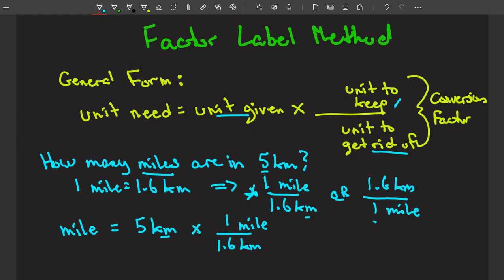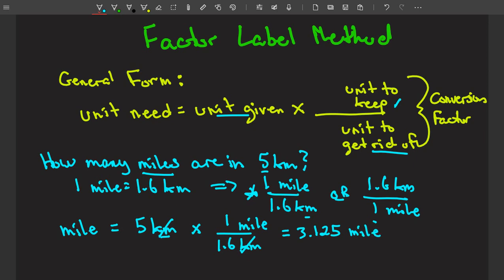Now watch what happens. Solving this, we get kilometers over kilometers are gone, and we're left with the unit that we need, mile. So plugging this into a calculator, we see that 5 times 1 divided by 1.6, or just simply 5 divided by 1.6, we get 3.125, right? 3.125 is the answer then, that for every 5 kilometers, we get 3.125 miles.